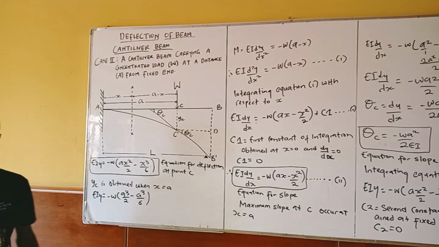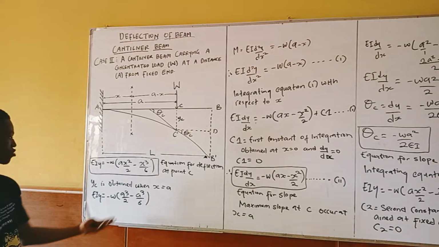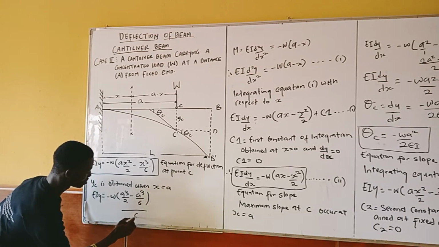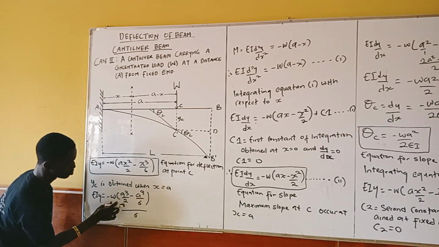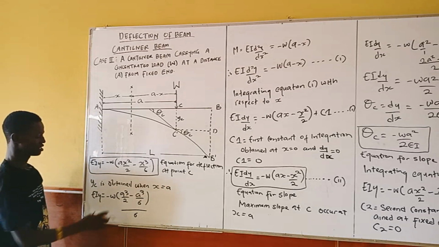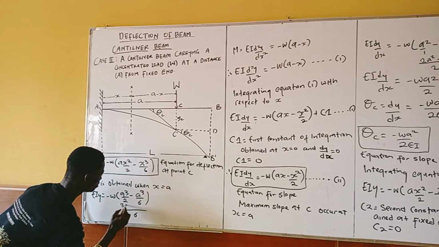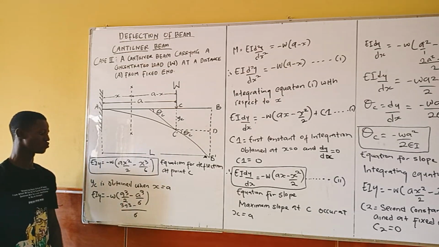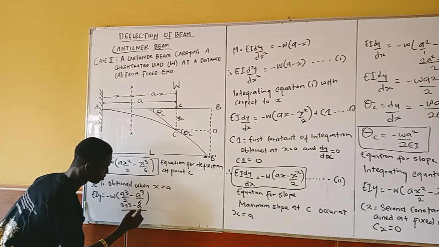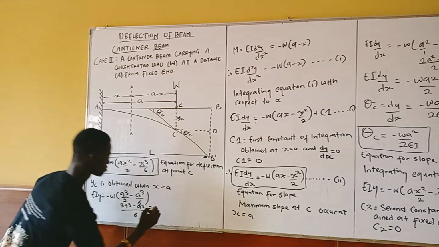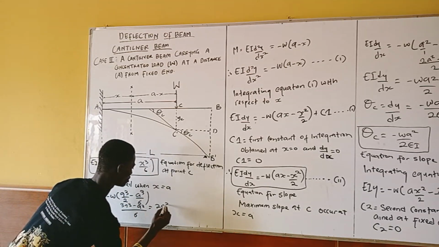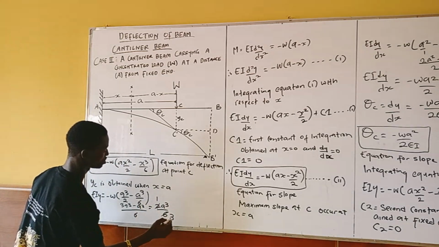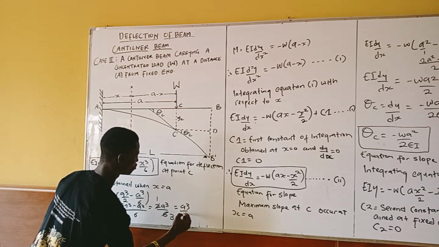So what I'm going to do next is to expand this bracket. By expanding this bracket, here I'm going to have 6. 2 in 6 is 3. Then 3 multiplied by A cube is 3A cube, minus, here 6 in 6 is 1, then multiplied by this one gives me A cube. This is going to give me 2A cube over 6. Then 2 in 6 is going to be 3, which means A cube over 3.